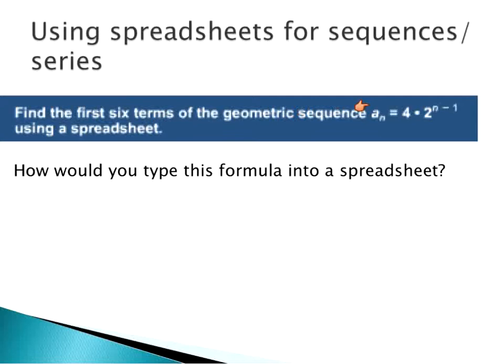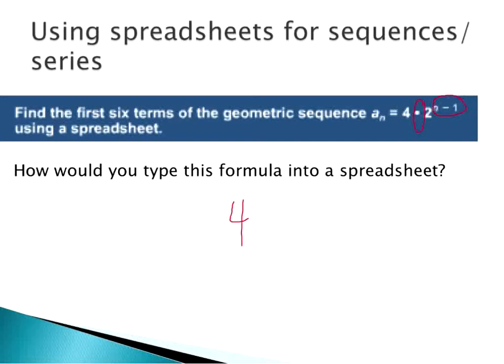That's all he does. So in this example, we want to find the first 6 terms for this geometric sequence using a spreadsheet. So before I have you guys go on the computers for a moment and try this, I want to know how would I type this formula into Excel? I want you to recognize 2 key pieces of the puzzle. What is a multiply symbol going to look like in Excel? And how are you going to do an exponent in Excel? So let's talk about those 2 things really fast.